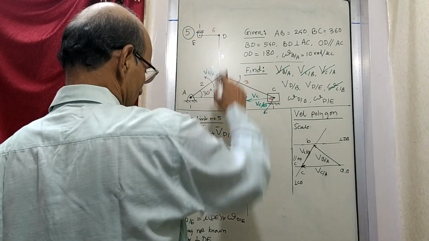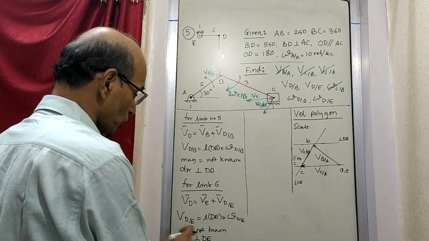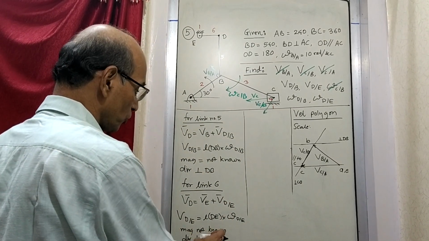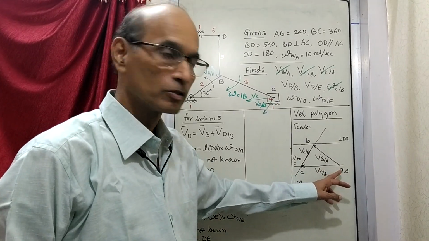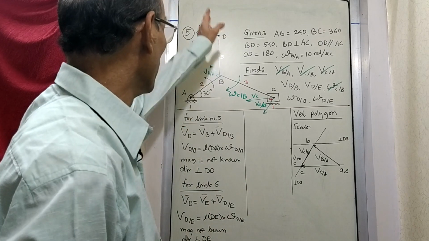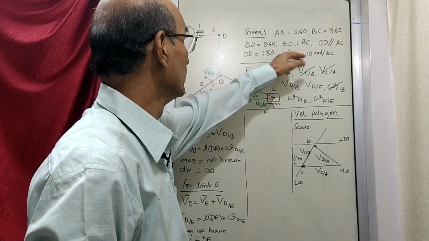Now the other thing is this one, velocity of D with respect to E, whose magnitude is not known, but direction perpendicular to DE from point E. So we already got point E here. So from this point E, we draw a line perpendicular to DE.